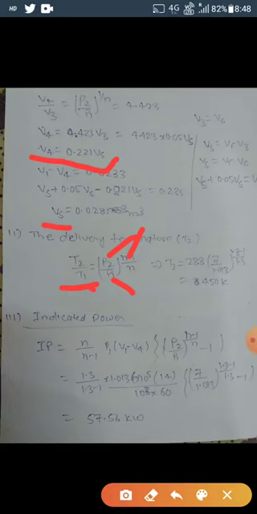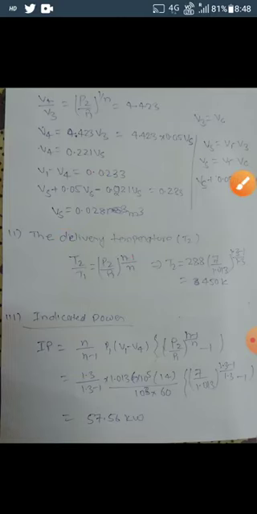Now I am going to solve the third part, the indicated power. We have already discussed the formula in the previous lecture. It is n by n minus 1 into P1 into V1 minus V4 into P2 by P1 to the power n minus 1 by n, minus 1. Everything is given, so you can put the values in this equation.